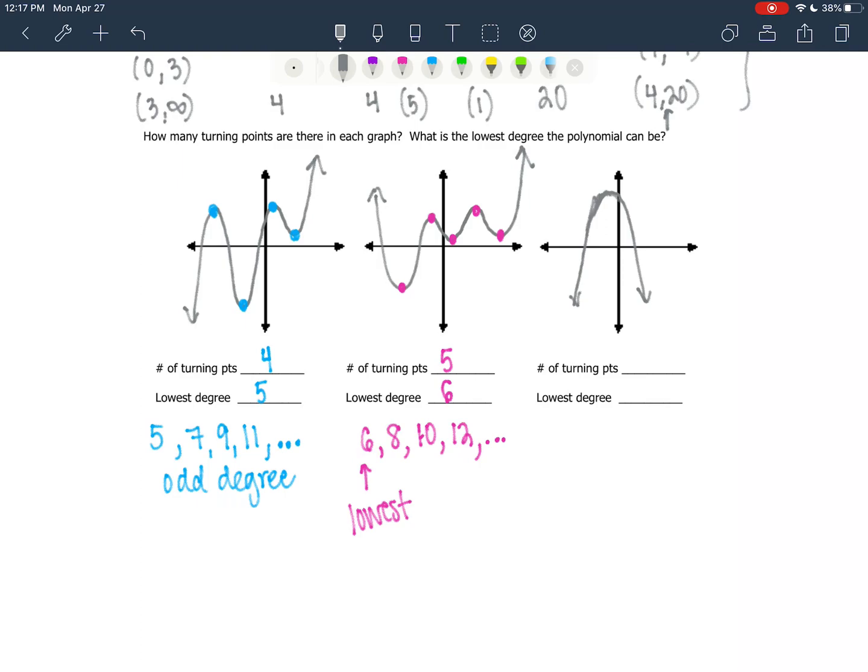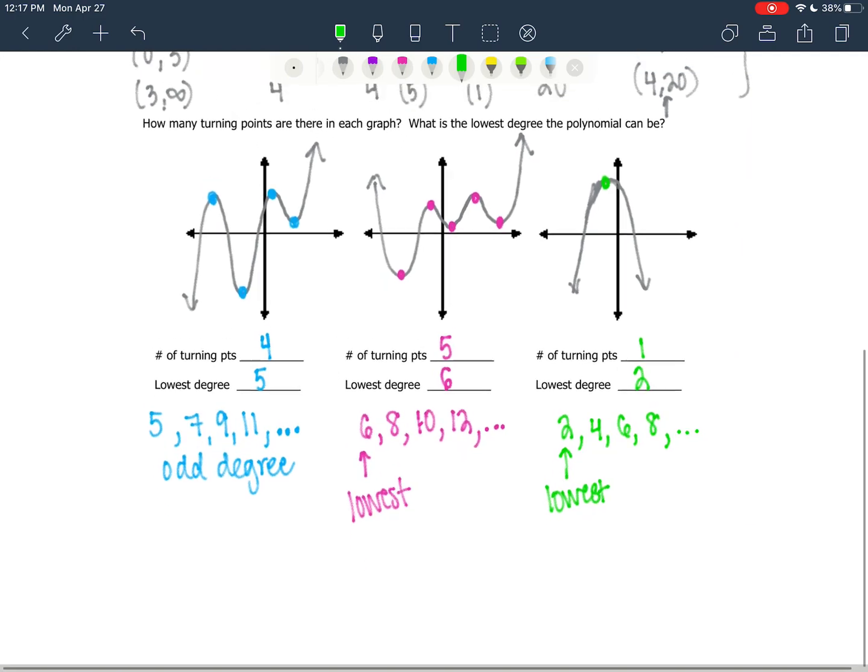Okay, there's that graph right there. How many turning points does it have? Yep, you are correct. It has 1 turning point. That means its lowest degree is a 2. It could be a 2nd degree, or a 4th degree, or a 6th degree, or an 8th degree, or any even degree thereafter, but the lowest it could be is a 2.